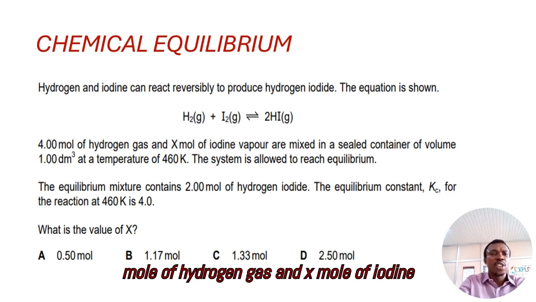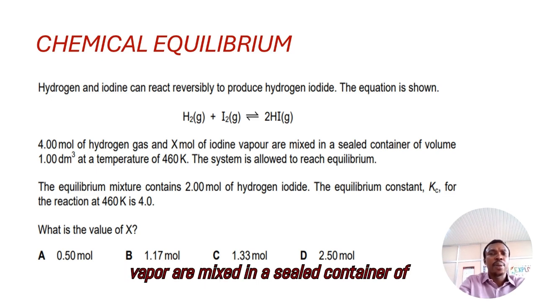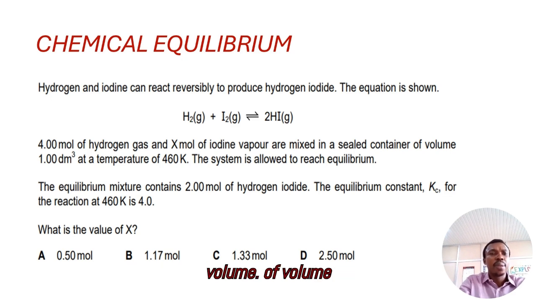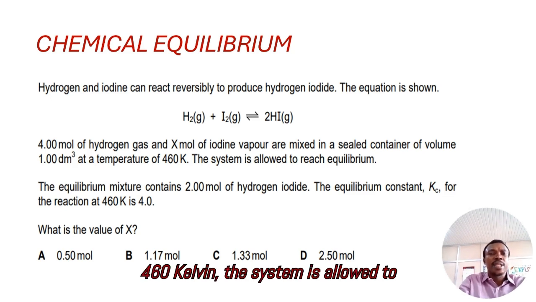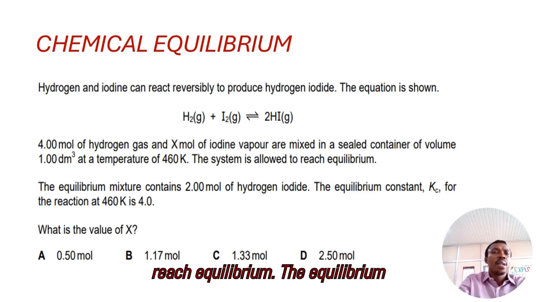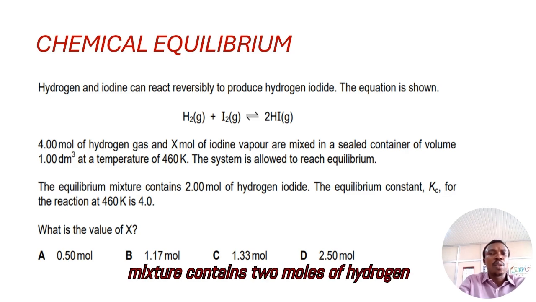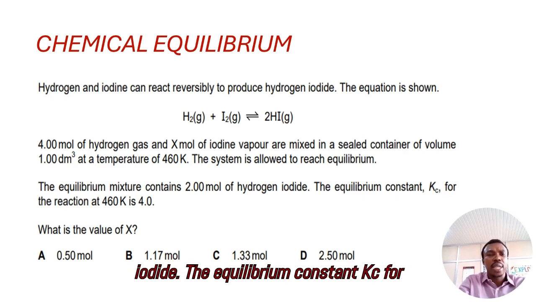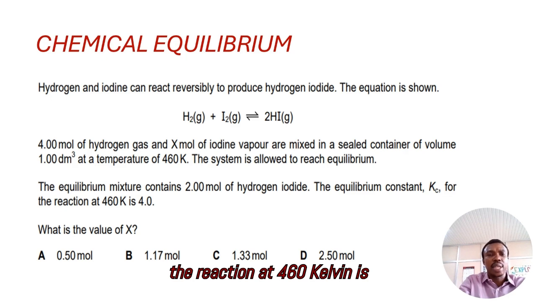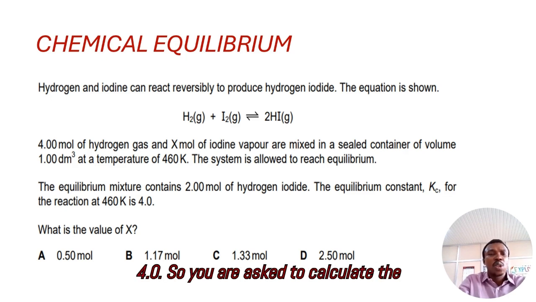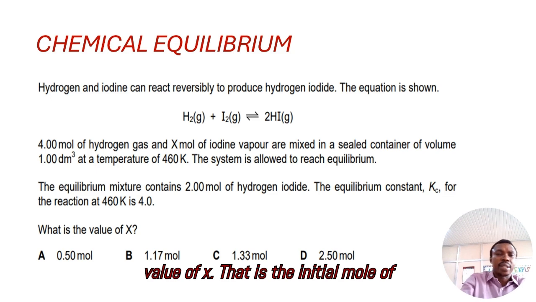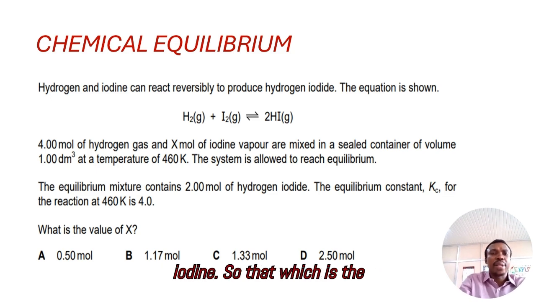There are 4 moles of hydrogen gas and X mole of iodine vapor mixed in a sealed container of volume 1.00 dm cubed at a temperature of 460 Kelvin. The system is allowed to reach equilibrium. The equilibrium mixture contains 2 moles of hydrogen iodide. The equilibrium constant Kc for the reaction at 460 Kelvin is 4.0. You're asked to calculate the value of X, that is, the initial mole of iodine.